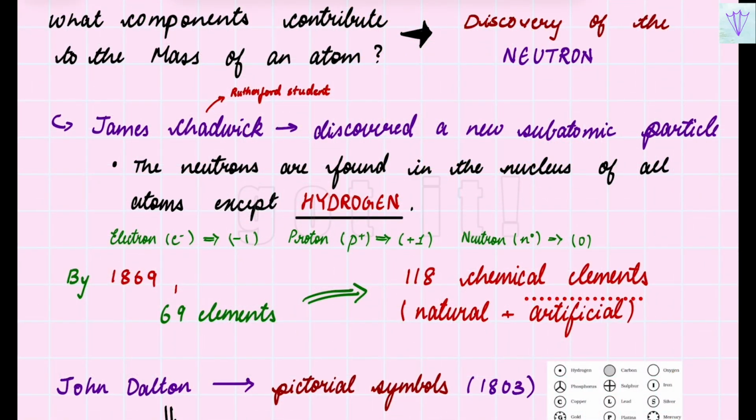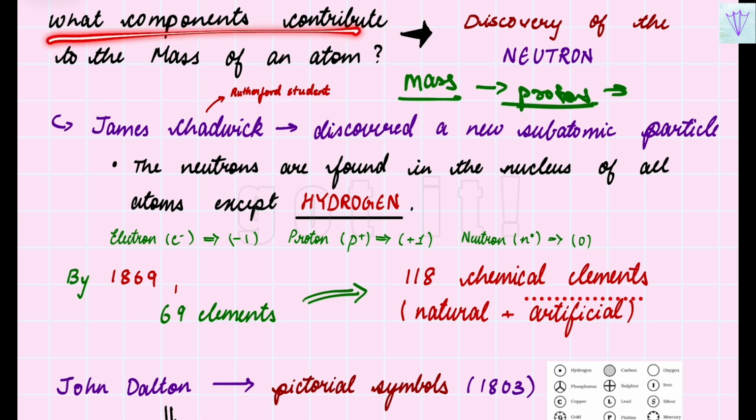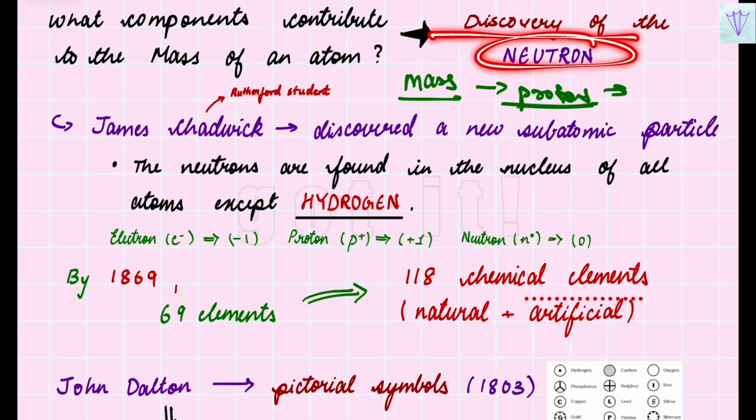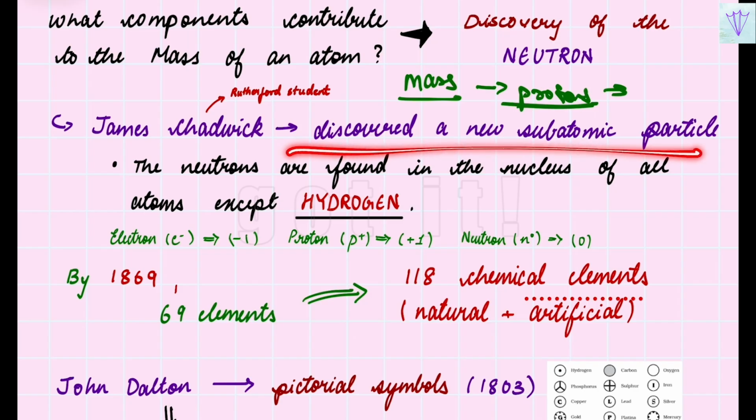Now, the whole mass of an atom is taken to be present in the protons. The protons are taken as the mass of the atom, because electrons are so light in weight that they are negligible. But when only the protons are calculated as the mass, it does not equal the actual mass of the atom. So then they found out what components actually contribute to the mass of the atom. Then came the discovery of the neutron. This was discovered by James Chadwick, who was also a Rutherford student, who discovered a new subatomic particle.